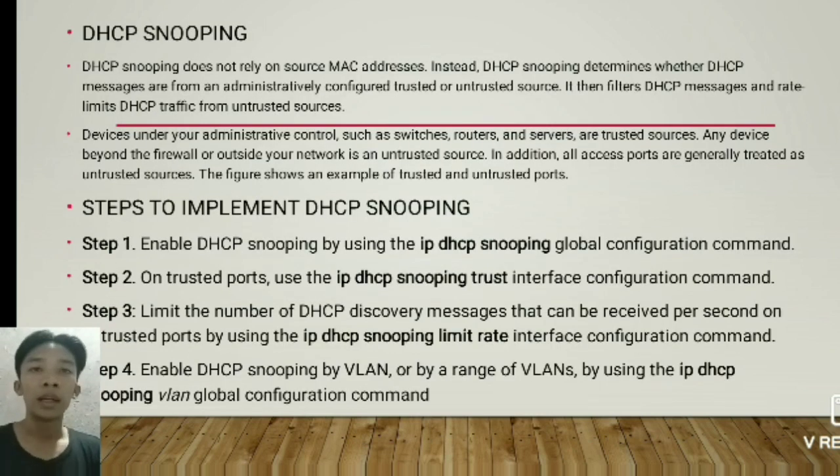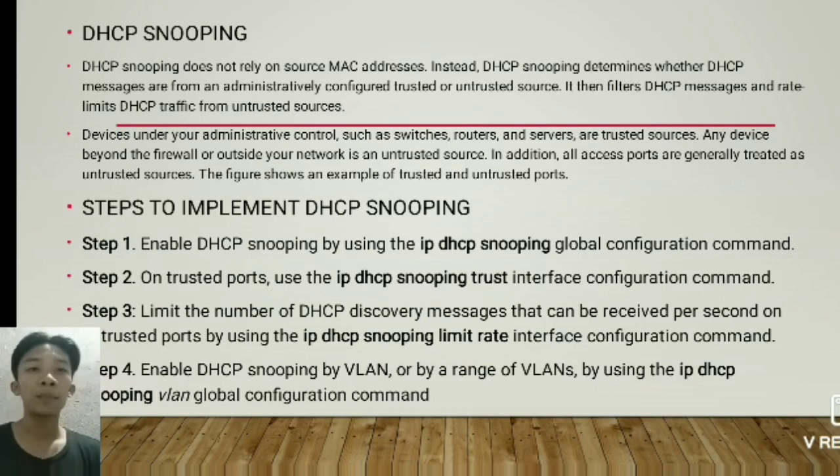DHCP snooping. DHCP snooping does not rely on the source MAC address. Instead, DHCP snooping determines whether DHCP messages are from an administratively configured trusted or untrusted source. It filters DHCP messages and rate limits DHCP traffic from untrusted sources. Devices under the administrative control, such as switches, routers, and servers, are trusted sources. Any devices beyond the firewall or outside the network are untrusted sources. In addition, all access ports are generally treated as untrusted sources. The figure shown is an example of trusted and untrusted ports.